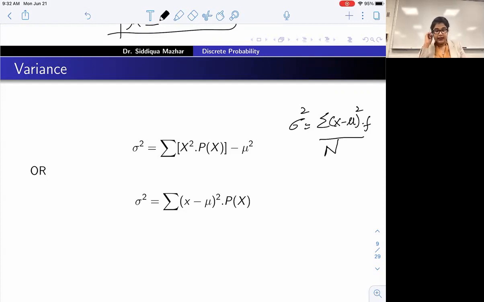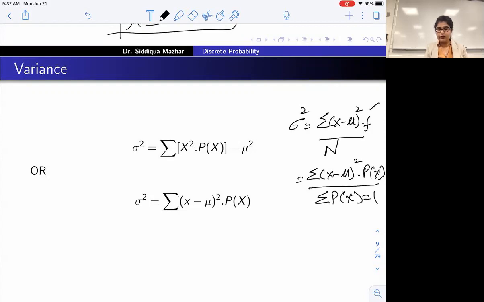And if you are taking population mean, but n is the sum of p of x, you are just going to replace f with p of x. So if you replace f with p of x, what will it give you? The sum of (x minus mu) squared times p of x, divided by the sum of p of x, which is equal to 1. This is why we get this formula: the sum of (x minus mu) squared times p of x. This is why the variance formula is this one.